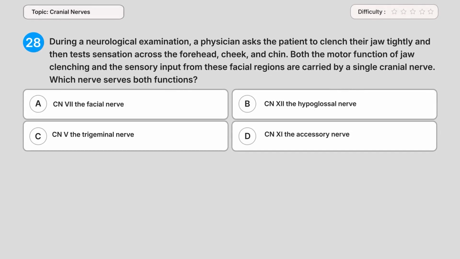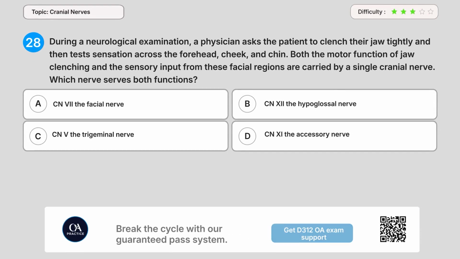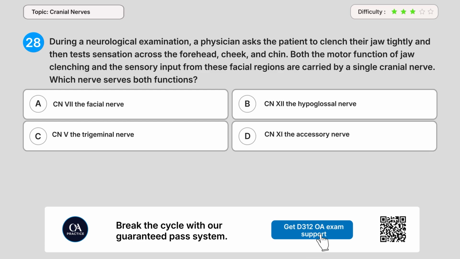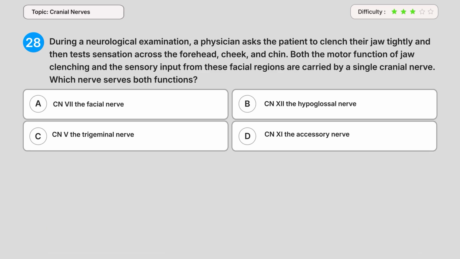28. During a neurological examination, a physician asks the patient to clench their jaw tightly and then test sensation across the forehead, cheek, and chin. Both the motor function of jaw clenching and the sensory input from these facial regions are carried by a single cranial nerve. Which nerve serves both functions?